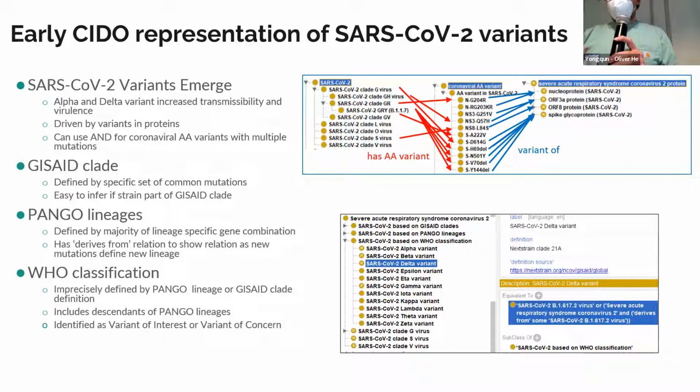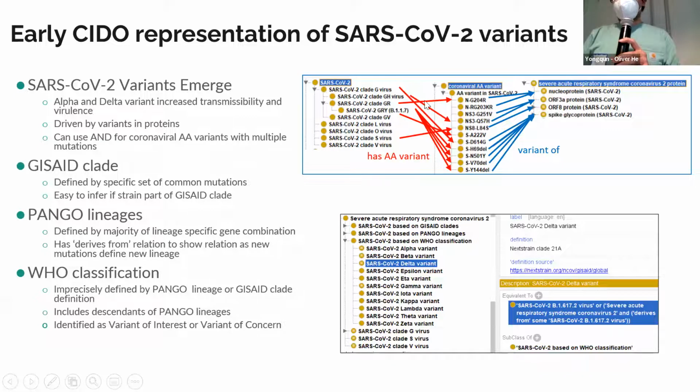The final classification is the one that the World Health Organization used in an attempt to harmonize and provide a controlled language for other groups to describe SARS-CoV-2 variants, and these are your Alpha, Beta, Delta, and Omicron variants.